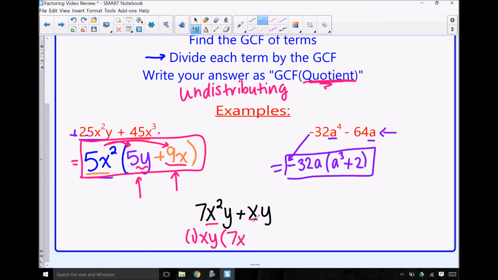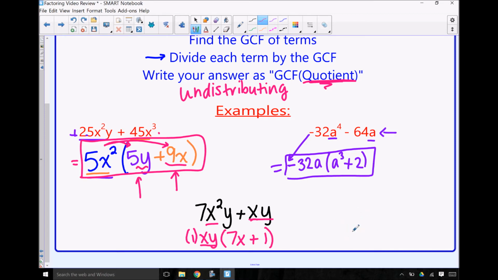Now, right here, when I divide x by x, I get 1. Y by y, I also get 1. This time I have to write down a 1, otherwise there's nothing there. Here I don't have to include the 1 because when I multiply 7x by 1, I get 7x. There's still a 7x here. But here I need a 1 to show that when I divide this by this, I end up getting a 1. Without having that 1 there, if I thought my answer is this, when I multiply it through, I only get my first term. I do not get my second term.